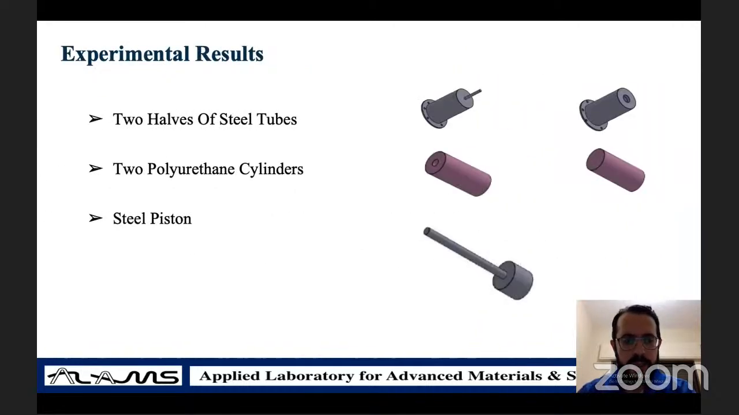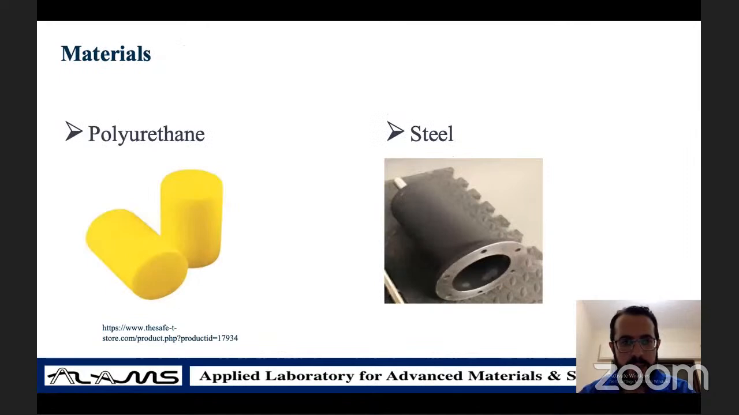So as we can see, there are a few simple parts that constitute the system. We have two halves of steel tubes, two ends, inside which we have two pieces of polyurethane cylinders, and in the middle, centered between them, a steel piston that moves in both directions to apply tension and compression on the system. So as I mentioned, mainly the two materials that contribute to the system here are simply polyurethane and steel.